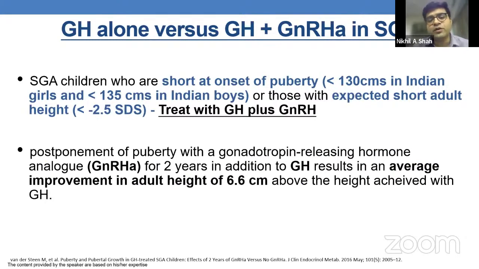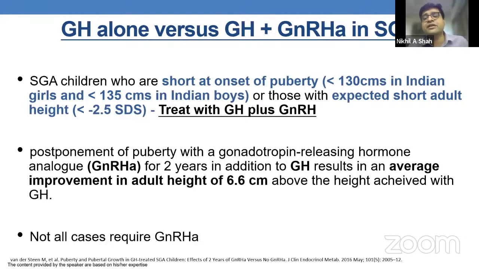So what does postponement of puberty do in these children? Postponement of puberty with a gonadotropin releasing hormone analog for 2 years, in addition to GH, results in an average improvement in adult height of 6.6 centimeters above the height achieved with GH. So if you give GH with GnRH, it is going to cause a better effect, as shown in various studies. Again, a lot of this has been done in the Netherlands, where at least 6 centimeters height gain was achieved with a combination of GH with GnRH.